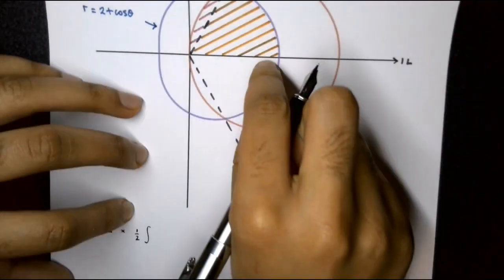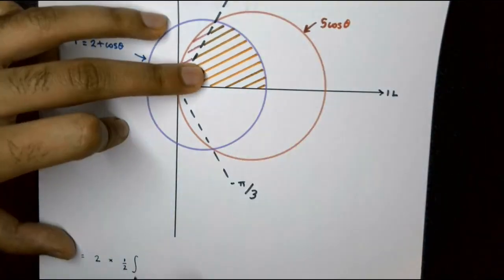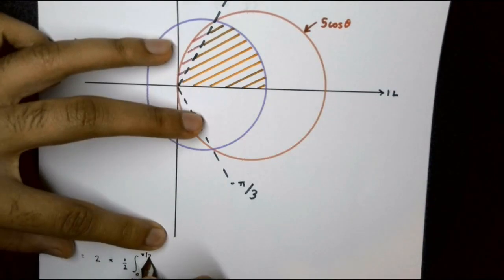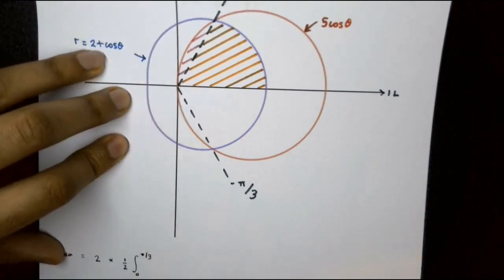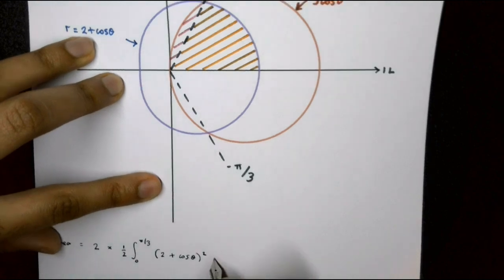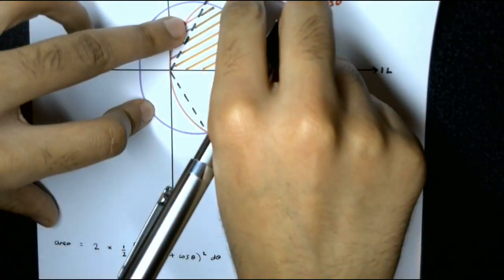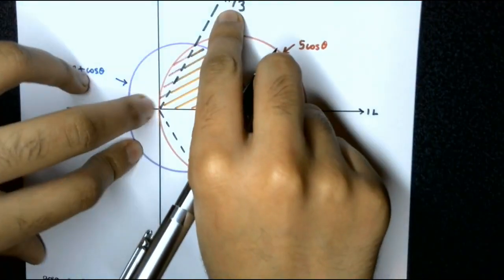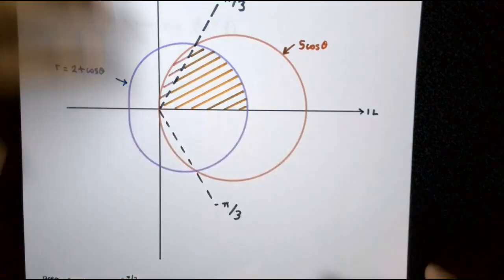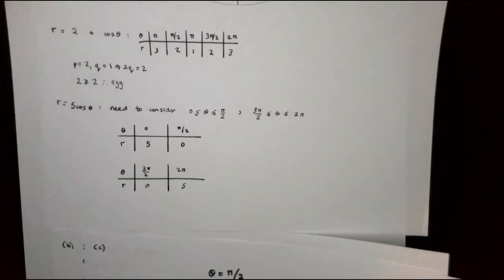Now here, if we consider this bit in orange, we're going from 0 to pi over 3. So we've got 0, pi over 3 here, and the curve is 2 plus cos theta all squared. And we're integrating this with respect to theta. And then we've got this bit over here, which goes from pi over 3 to pi over 2. And that makes sense if we think about the table which we mentioned earlier over here.